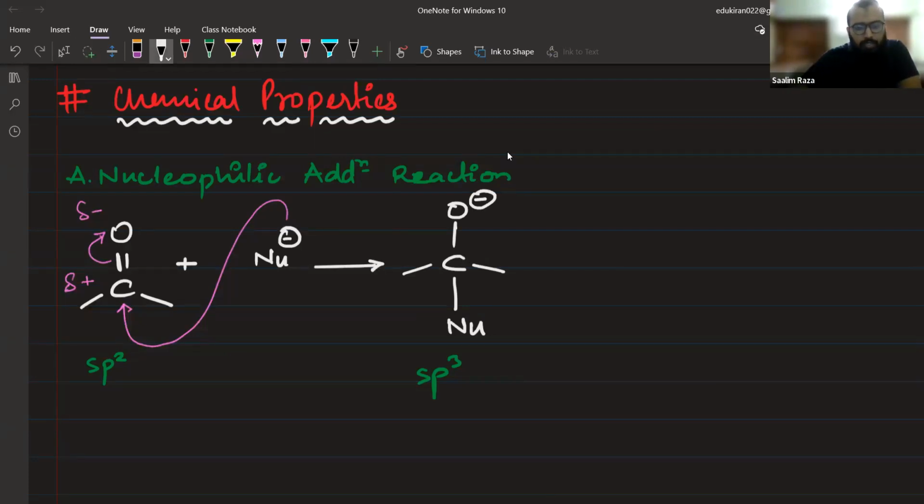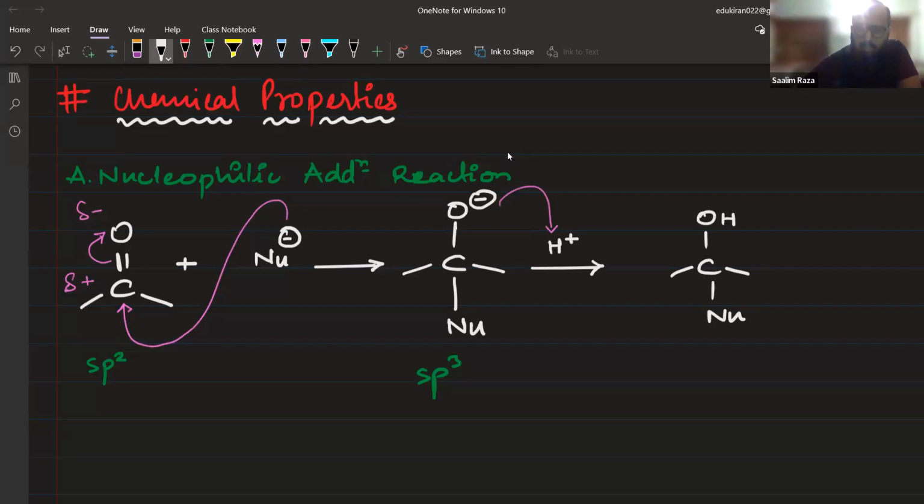From sp2 to sp3 the hybridization is getting changed. And here we are having, then we will add H plus. As soon as we add H plus, the oxygen is going to attack on the H plus like this, and the complete nucleophilic addition reaction is completed like this. Here we will have OH, and here you will have nucleophile.